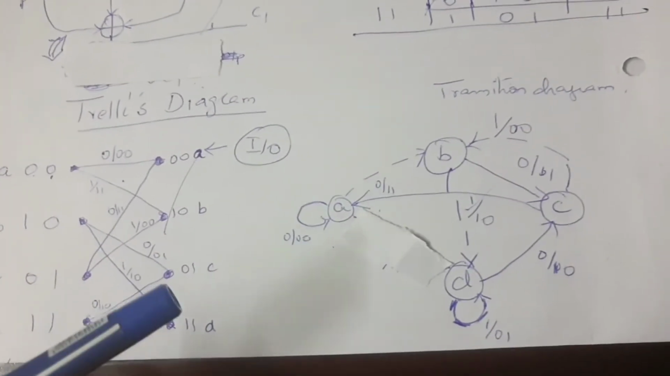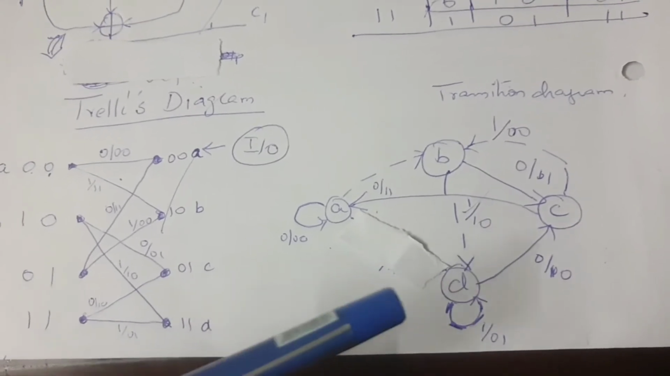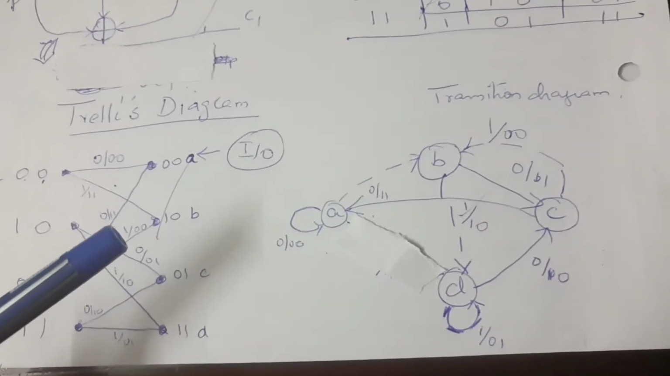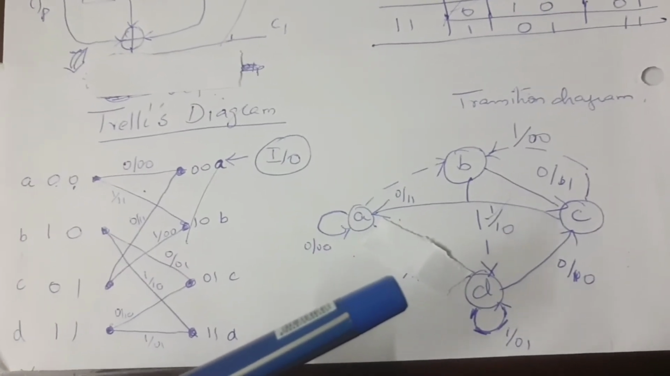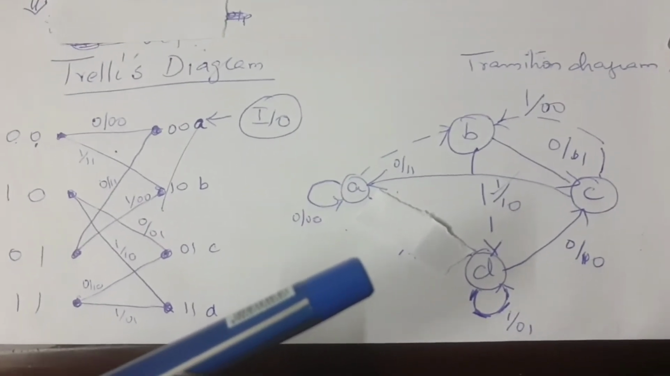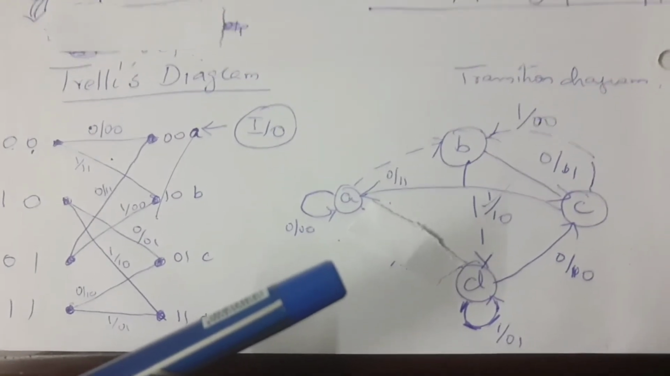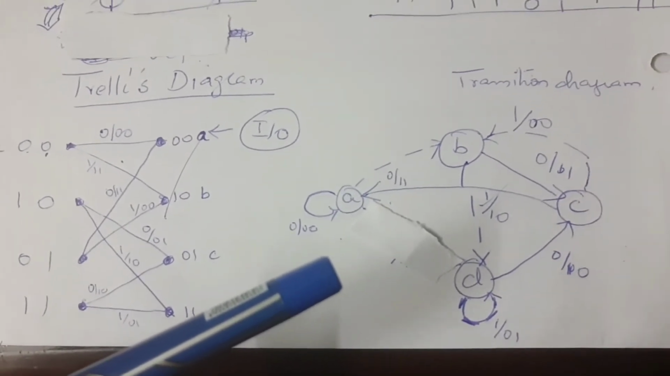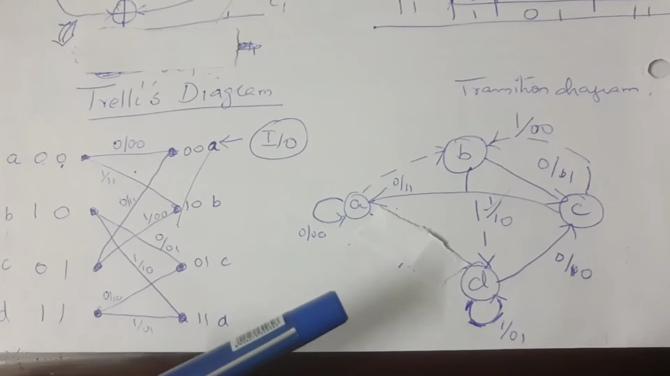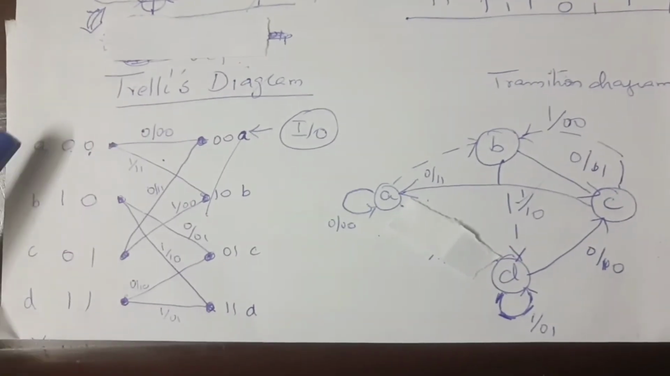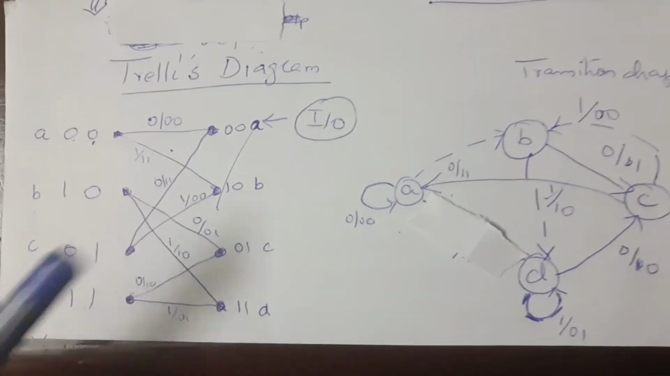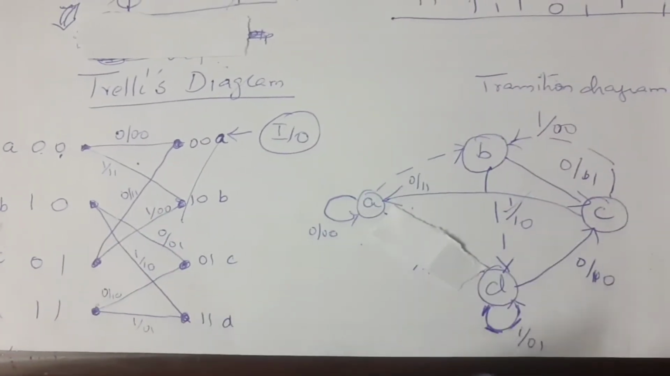Now we are going to represent a state transition diagram from this Trellis. And this state transition diagram is identically equivalent to the state machines whatever we have learned in the digital electronics paper under asynchronous machine and synchronous machine. So how to develop a state transition diagram from the Trellis diagram? We know the levels A, B, C, D. So I'm going to mention it as A, B, C, D.